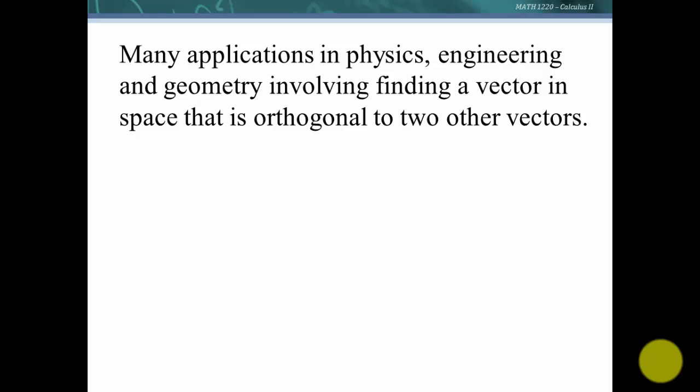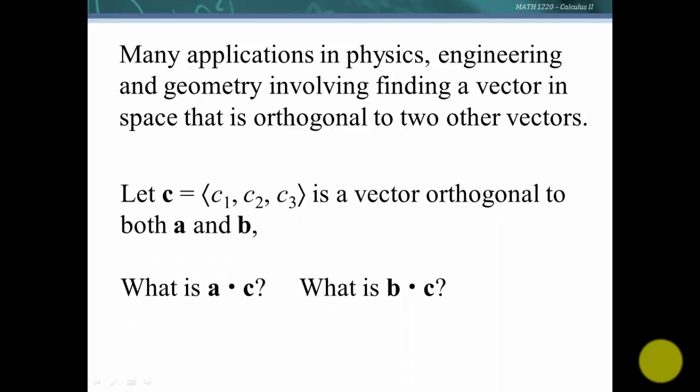The cross product. Many physics, engineering, and geometry applications involve finding a vector in space that is orthogonal to two other vectors. So, if we had C, a vector orthogonal to both A and B, what is A dot C? Well, we know to be orthogonal, the dot product would equal 0. So what about B dot C? Well, that would also need to equal 0 because it needs to be orthogonal to both vectors.